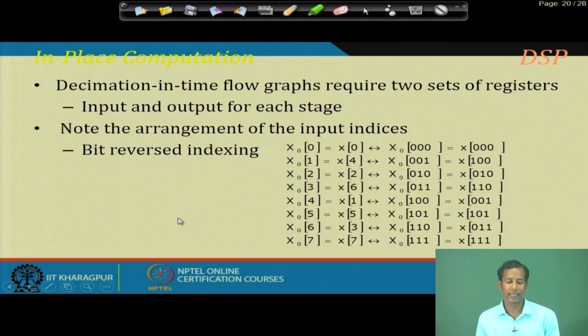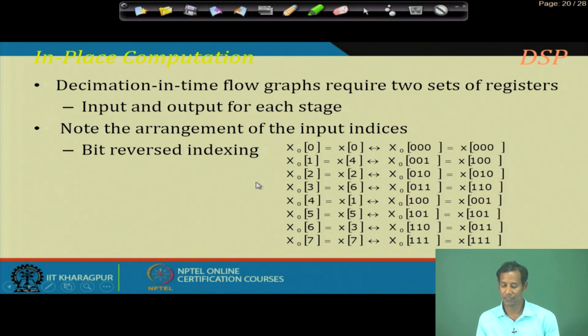So, in fact, decimation in time flow graphs require two sets of registers, one for the input and the other for the output of each stage. And note that the arrangement of the input indices is in bit reverse indexing.